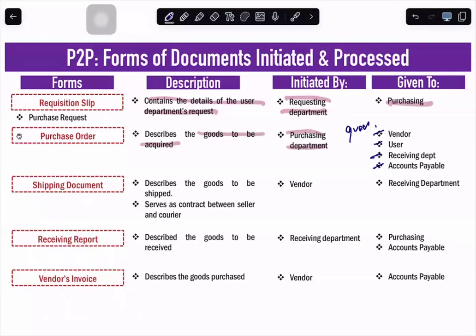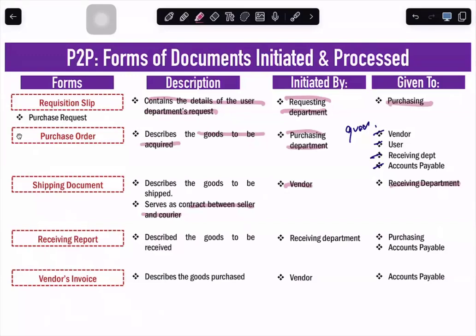Next, we have your shipping document. Your shipping document describes the goods to be shipped. It serves as the contract between the seller and the courier. It is initiated, of course, by the vendor because it is the vendor who ships the goods, and then it will be received by the receiving department. So it is the receiving department of the purchaser, or it is our receiving department.